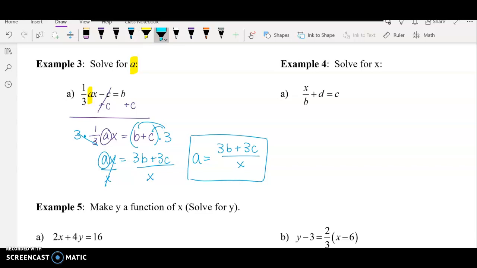So next one here, we want to get x by itself. So I'm going to move the d to the other side. It's right now being added, so I'm going to subtract it over. I get x over b equals c minus d.